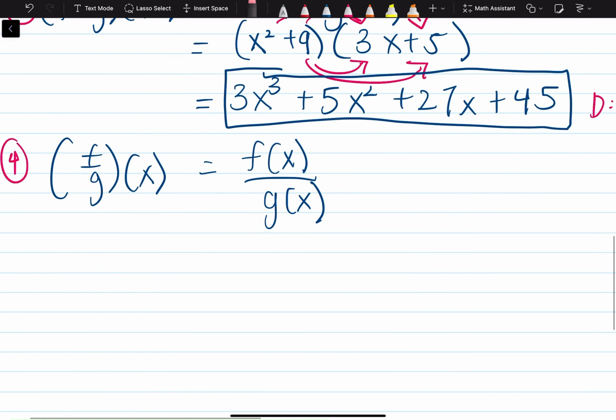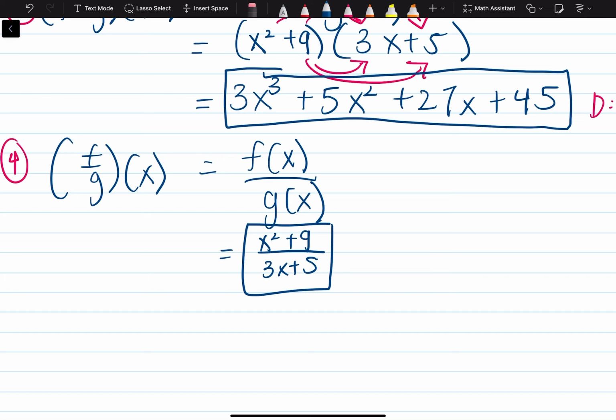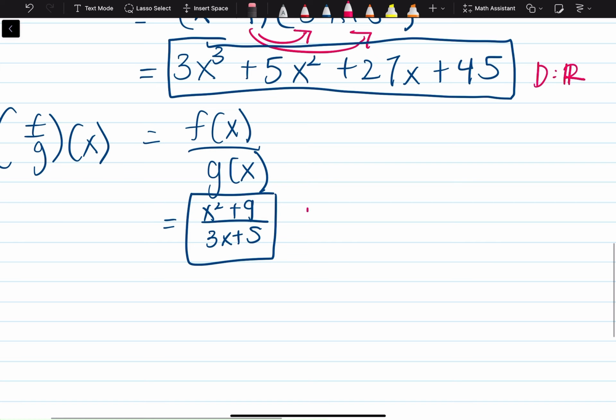So in number 4, what you'll be doing here is you're going to substitute in f of x, which we already know is x squared plus 9. Then you're going to substitute in g of x, which is 3x plus 5. So this is your resulting function. However, for this one, now you have created a function which has a domain that you need to restrict. Because your resulting function is a fraction, you need to exclude the values in the denominator that will make this equal to 0, because remember, this cannot equal 0.